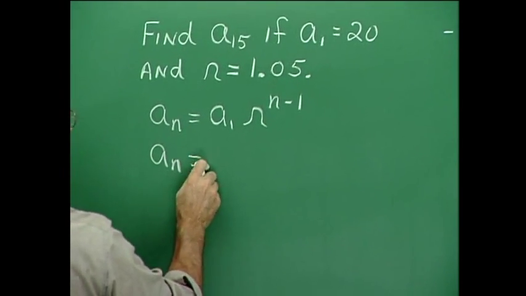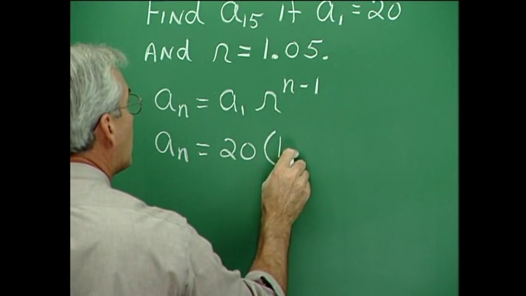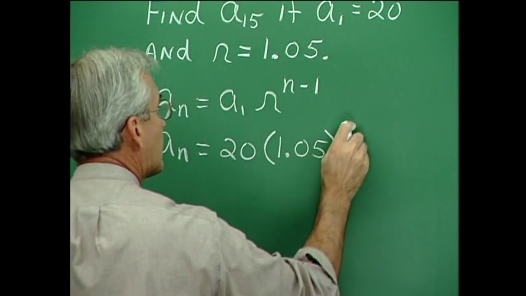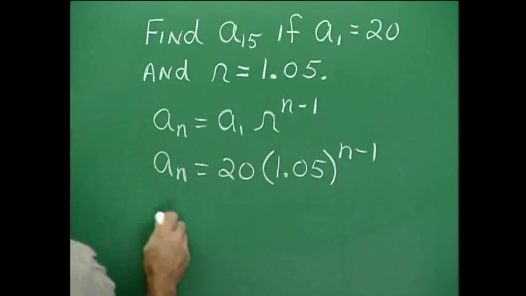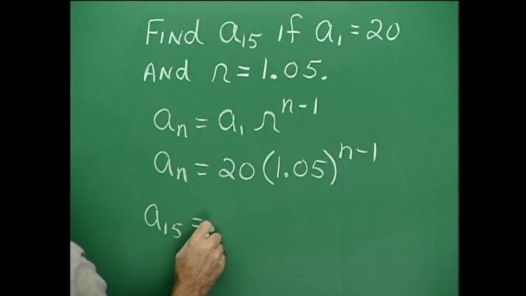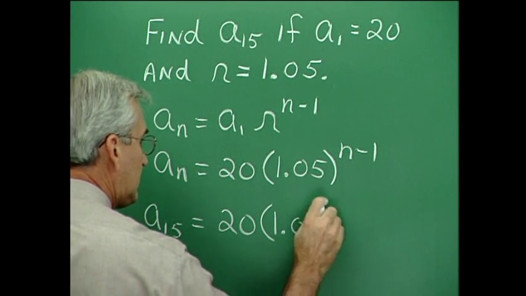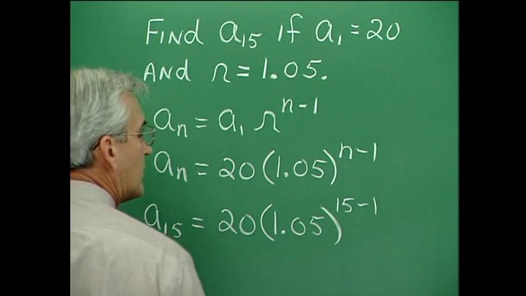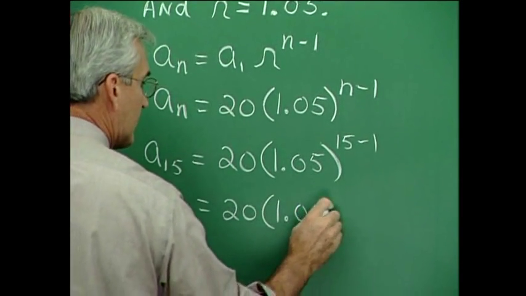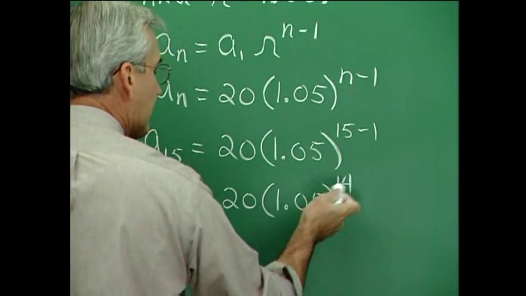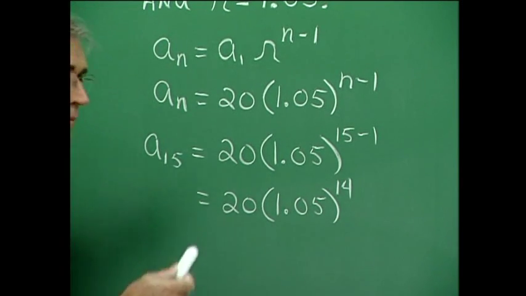The nth term is, and a sub 1, we're told, is 20. Common ratio is 1.05. And this is to the n minus 1. Now we're just plugging in the information given, but we're asked to find a sub 15. So a sub 15 is found by using our expression here and replacing n with 15. You see, and now we have 1.05 to the 14th.